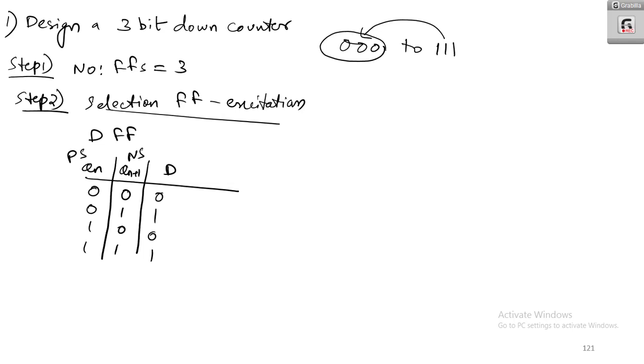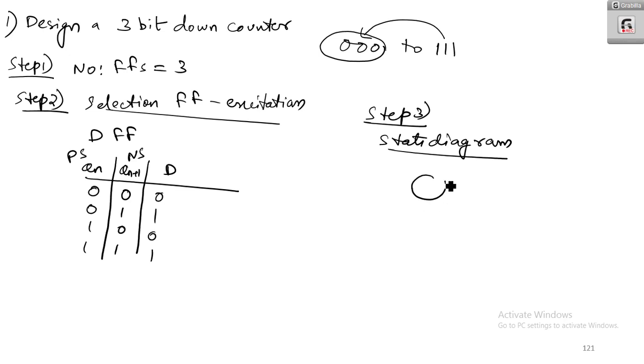Now coming into the state diagram, step 3, that is a state diagram. I want to explain the state diagram. How to go with the state diagram? So initially it will be 0, 0, 0. Initially the value will be 0, 0, 0. I am going to design a down counter. Then it will come to 1, 1, 1. From that it will again down count.